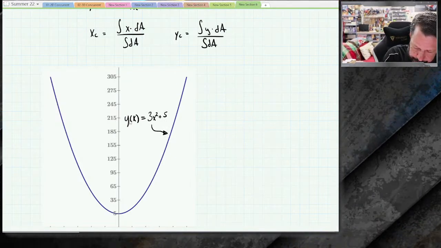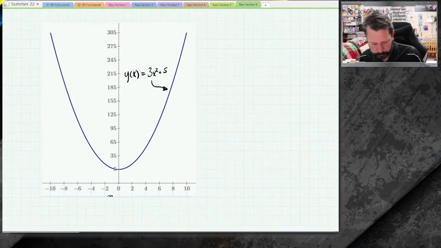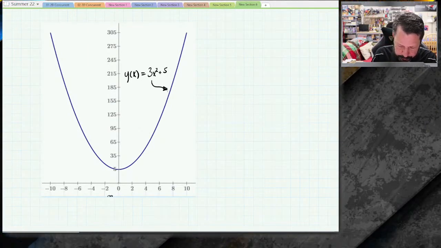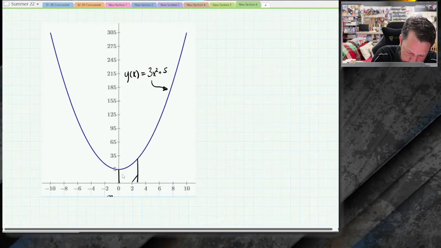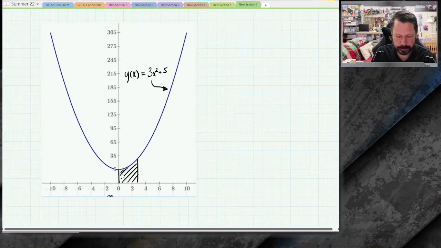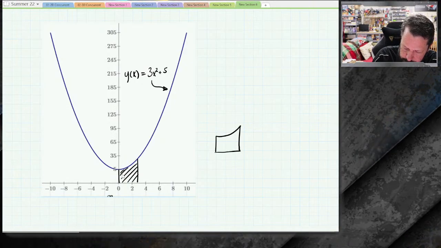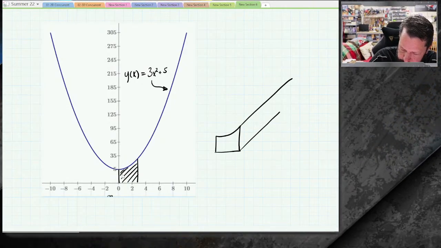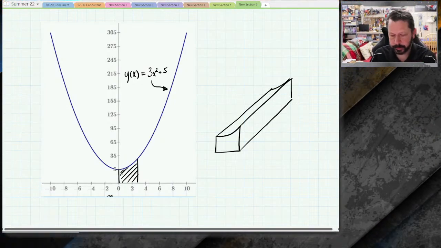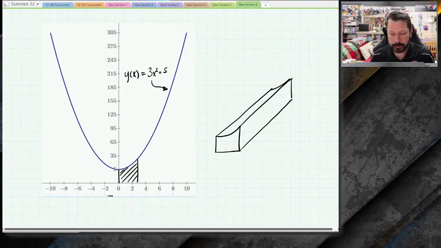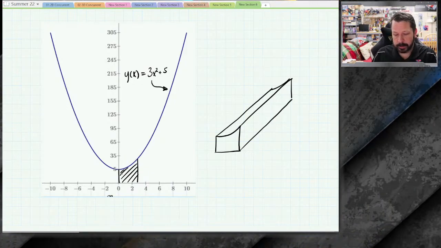That's this curve. Let's say that we're going to go from 0 to 3. So this little guy right here is our cross section. So this would be a beam that looks like this, and then it's got some length to it. So kind of a weird shaped beam, but maybe that's what you need in your design, some weird shaped beam like this. And you need to find its centroid.